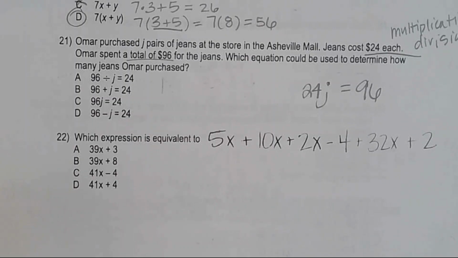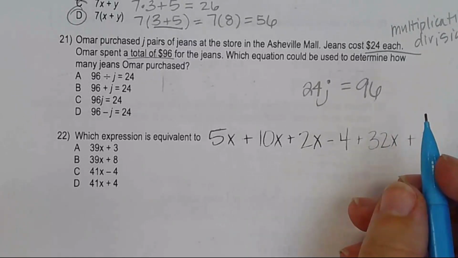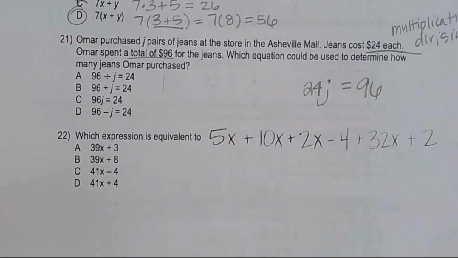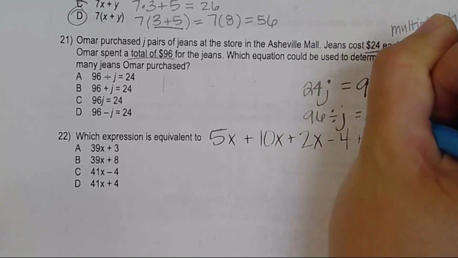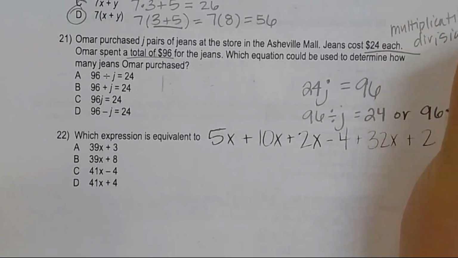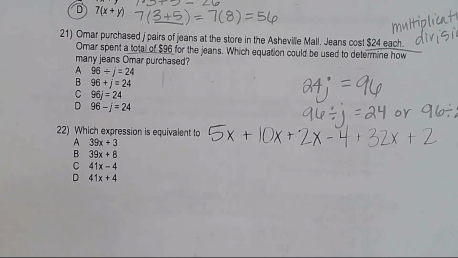A lot of people said C was their answer because you were like, oh, it's multiplication. How else can you write a multiplication sentence? You could do it backwards and be division. Another word for that would be inverse operation. What's the inverse operation of multiplication? Division. So it would be 96 divided by J equals 24, or 96 divided by 24 equals what? J. Which one's my answer?